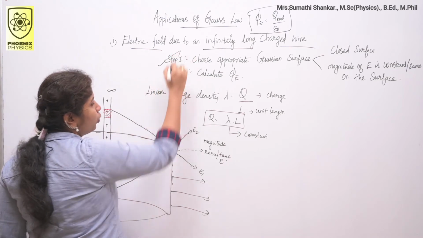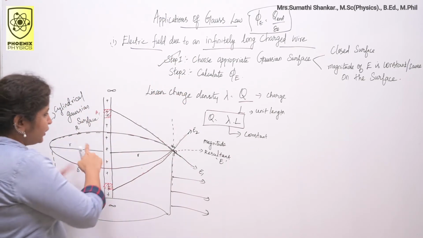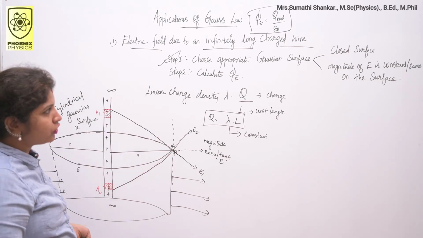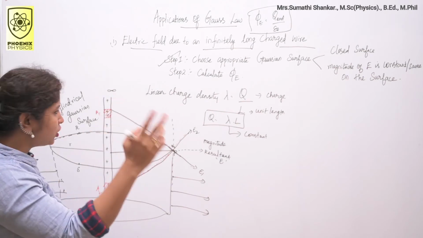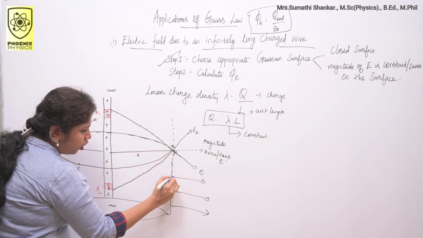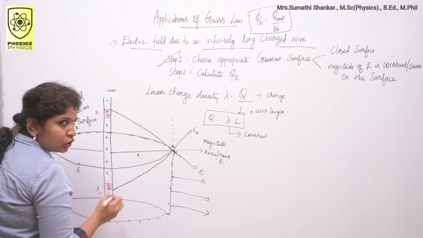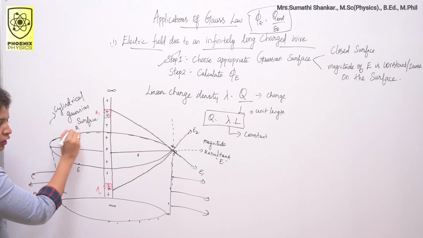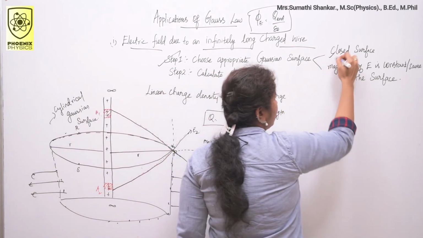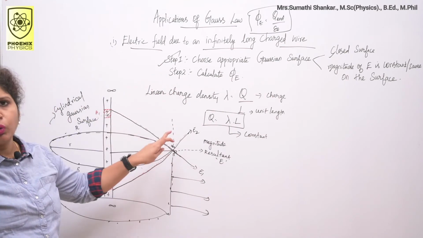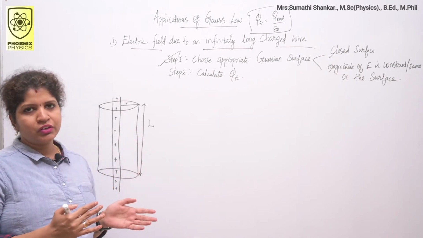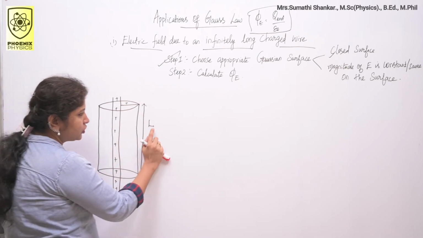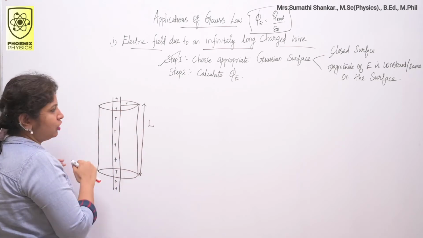So step 1 over. Here it is a closed surface because it is cylindrical in shape. The magnitude of E is constant. See here at all the points E is constant. So the magnitude of E is constant on the surface. So these two conditions are also satisfied. So step 1 over. This is our Gaussian surface which is cylindrical in shape. The length of the cylinder is L and the radius of the cylinder is R.